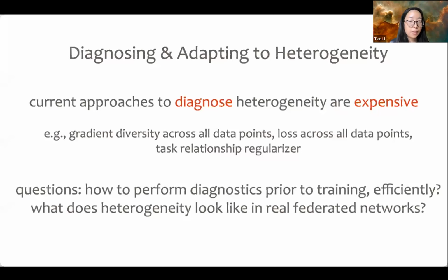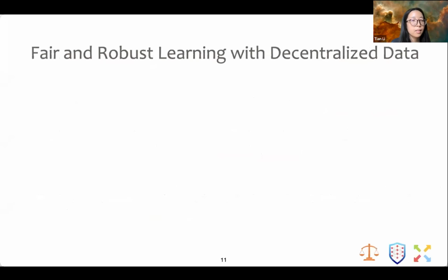And related to that, an additional question is, how does heterogeneity look like in real federated networks? So we potentially have many applications that require data sharing in a secure and efficient way. But then sometimes we need more applications and benchmark tools to help us really understand this. I think there are lots of great works on benchmarking federated environments and different applications, but we still need more.